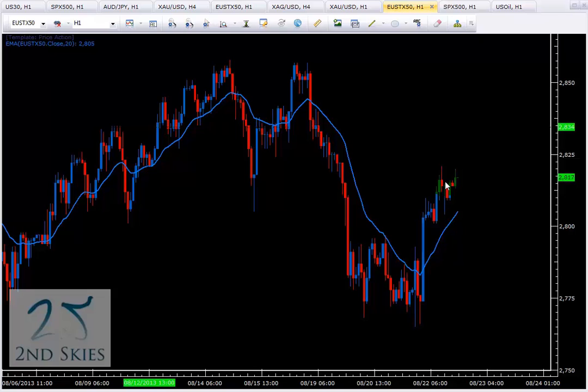So understand how liquidity plays into price action and how that affects it. How that's going to affect your stops, what you should be expecting in terms of targets, what should you be expecting in terms of movements.